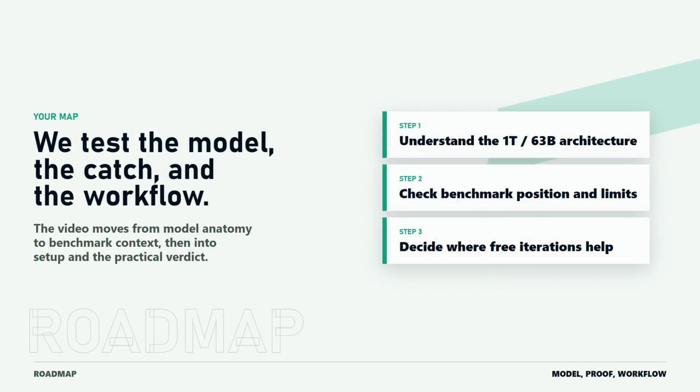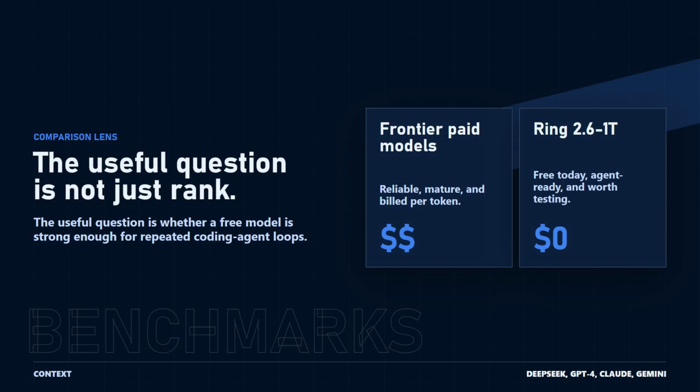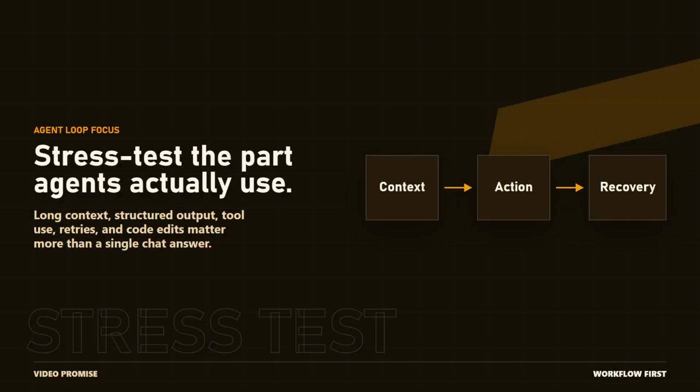Here is the map for this video. First, we start with same prompt setup. Then we move into DeepSeek. Then we compare GPT-4. Then we test Claude 3. Then we check Gemini. Then we stress test 1T param 63B active. Finally, we close on that as the same MOE type efficiency.